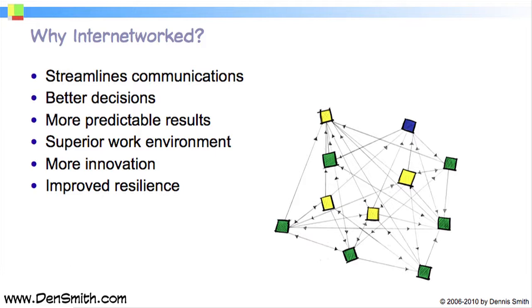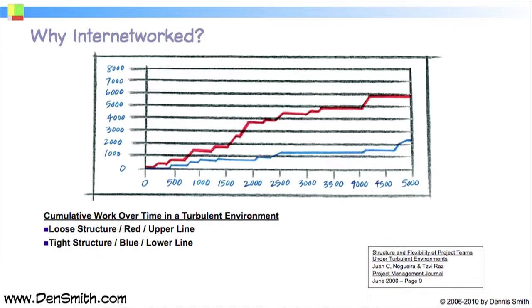Many people look at internetworked and they are concerned about what the reward is for potentially exposing their organization to the additional chaos of allowing it and fostering it to work in an internetworked manner. This chart is from the paper you see referenced, where it simulates cumulative work over time in a turbulent environment. The red line is a loose structure and the blue line represents a tight structure.